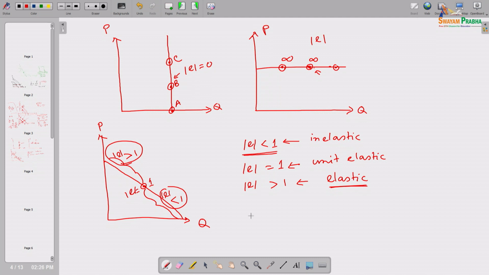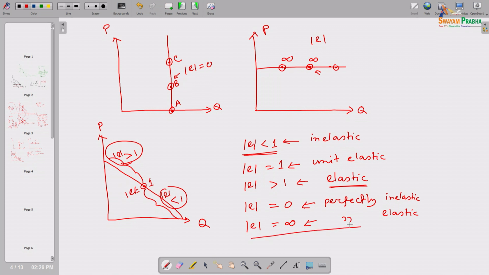And definitely there are two extreme cases: when this is equal to 0, one extreme case, and another extreme case when this is infinitely large. Okay. So, this case it will be called perfectly inelastic, and this case it will be called perfectly elastic. So, demand is perfectly elastic in this case and demand is perfectly inelastic in this case.